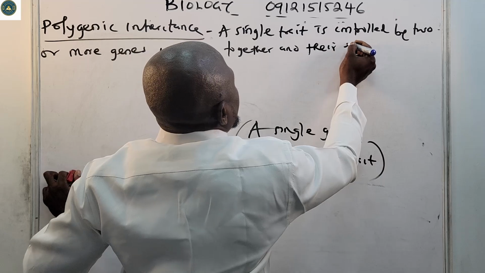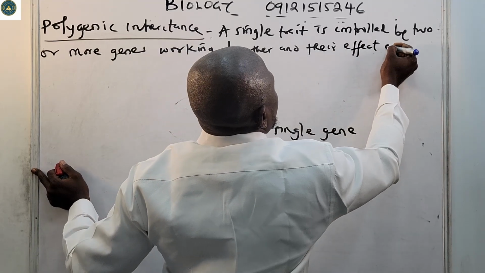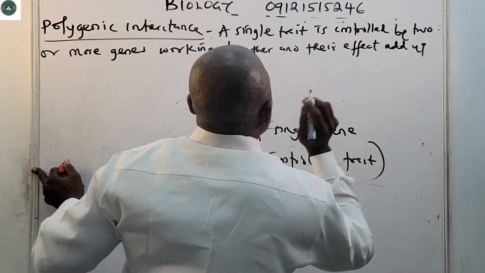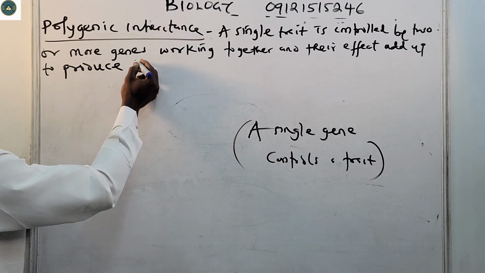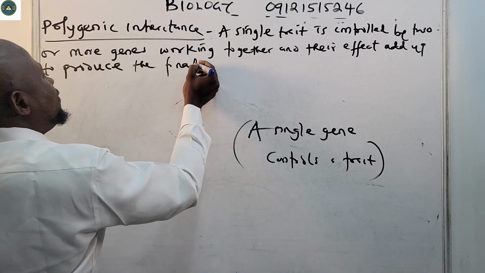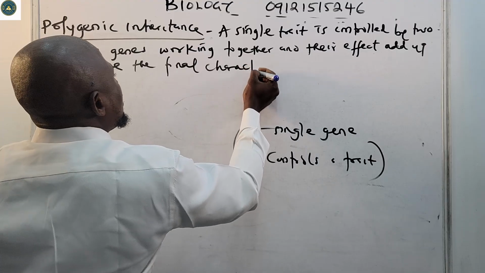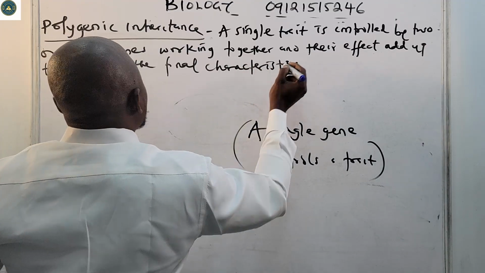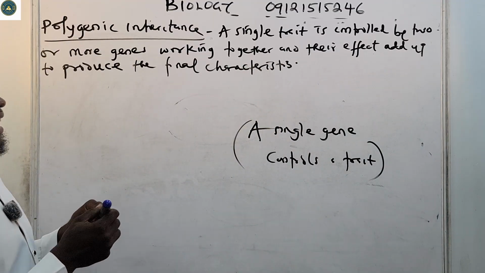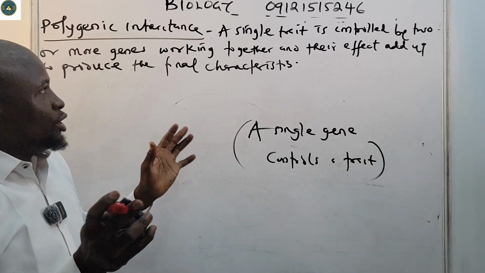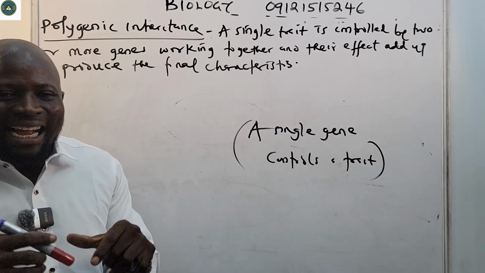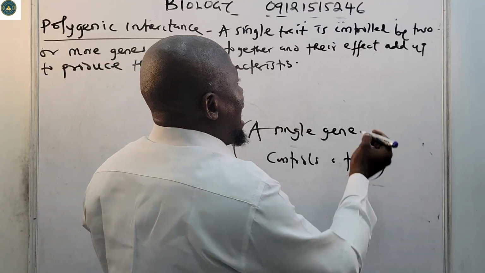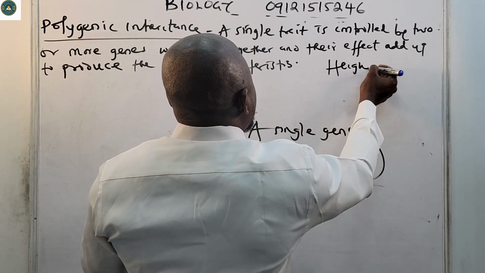and their effects add up to produce the final characteristic. So that is polygenic inheritance. A single trait is controlled by two or more genes. They work together and their effects add up to produce the final characteristics. Examples: human height, in the family.